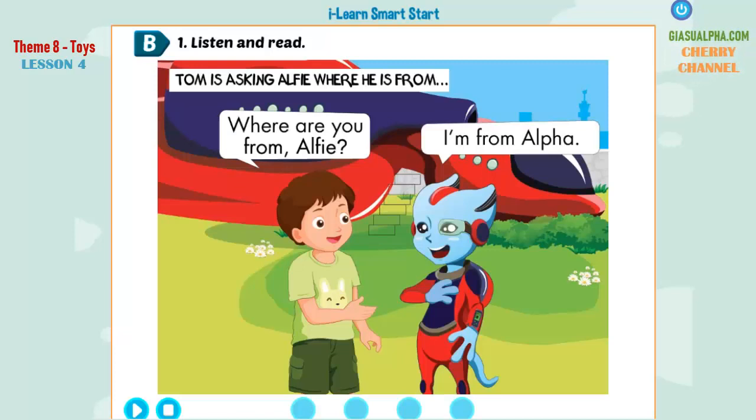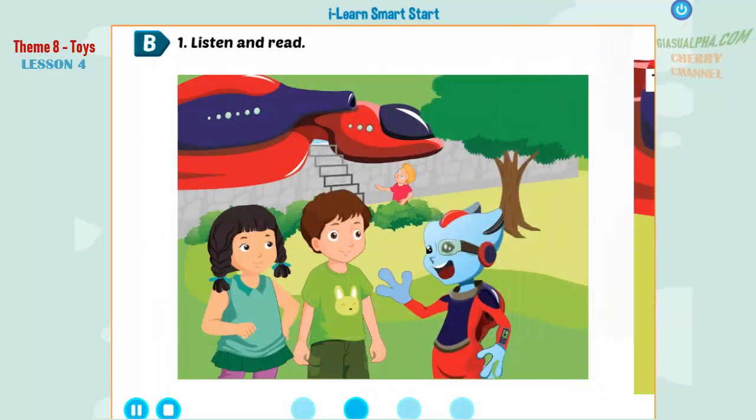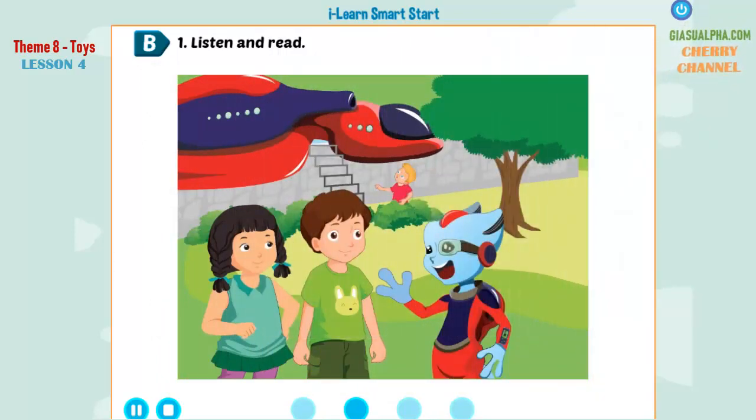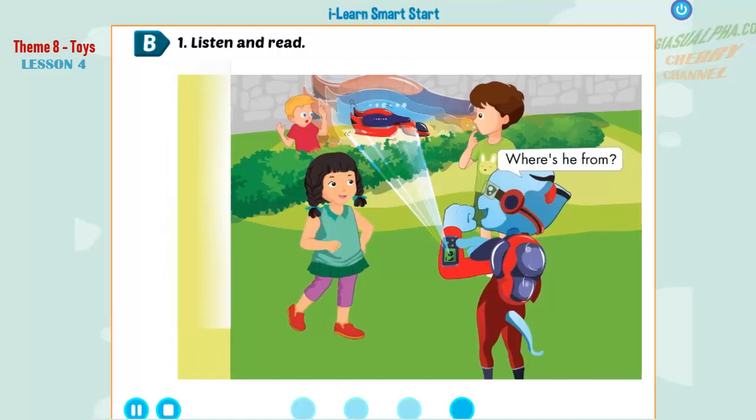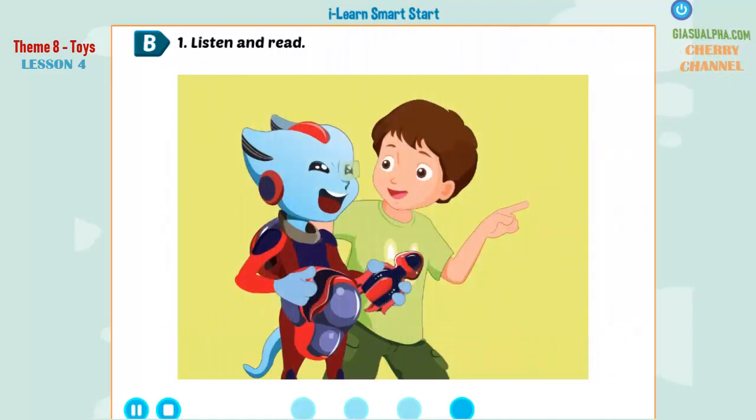B. 1. Listen and read. Tom is asking Alfie where he is from. Where are you from, Alfie? Oh, I'm from Alpha. Wow, cool! Where are you from, Tom? Well, I'm from Greenwood. Nick, where's he from? Oh, he's from Rivertown. We have to go back to school now. Can I go with you? Sure, let's go.